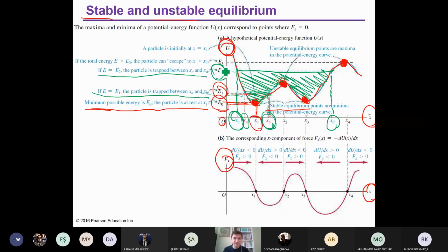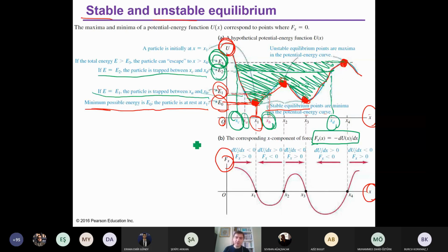And if the energy is E3, okay, so this was the maximum potential energy, then if there is a particle within these places, it can go out, can escape from the system. So now let me discuss the force, the X component of the force due to this potential energy. The force is given by this expression: Fx is minus the X derivative of the potential energy.